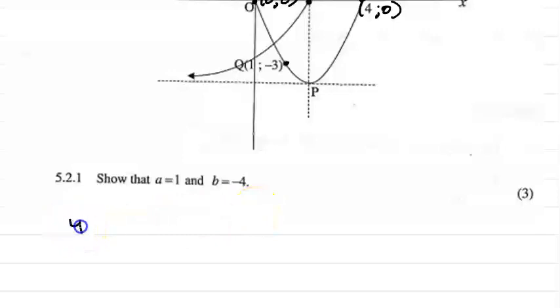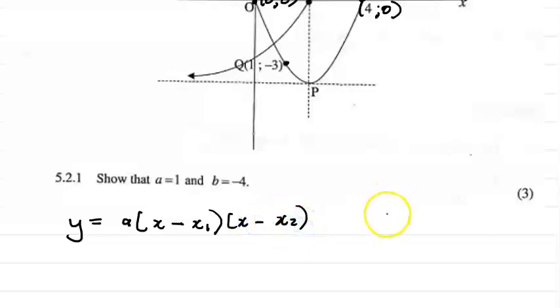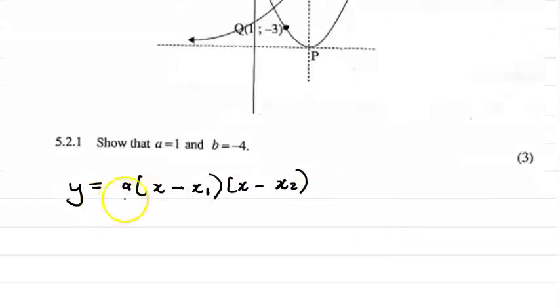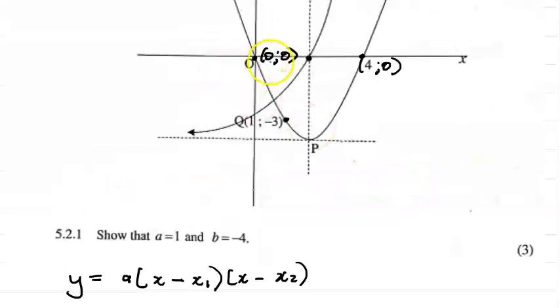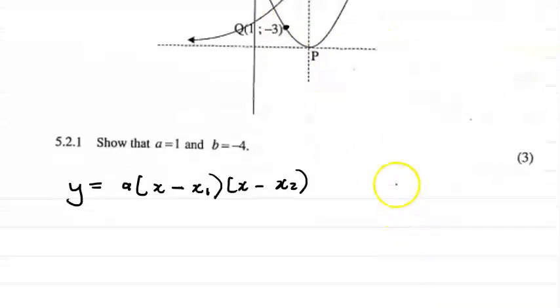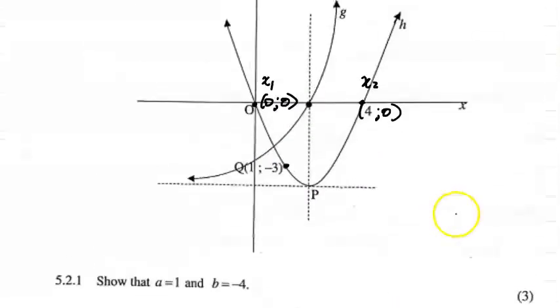The equation that you have to use here is y equals a into (x minus x1)(x minus x2). And this equation is called the intercept form quadratic equation. Now we are going to substitute and solve for a. Now what are we going to substitute? Well, x1 and x2 are the roots of your parabola. So x1 is 0, x2 is equal to 4, and those are the roots of our parabola, the x-intercepts.